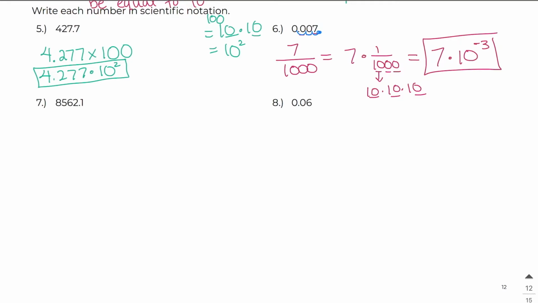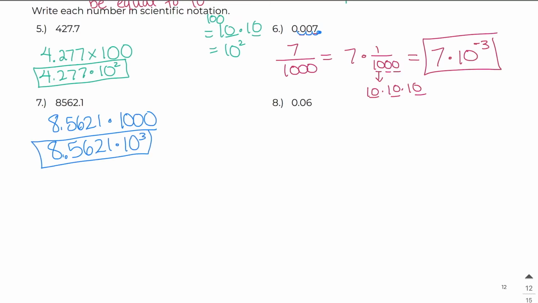All right, and number 7, we've got 8,000s right here. So this means 8.5621 times 1,000. But 1,000 is 10 to the power of 3. So this is right here, 10 to the power of 3. Again, you are totally allowed to just say, oh, this moved over 3 times, so it has to be 8.5621 times 10 to the power of 3. But again, I want you to understand where this is coming from, okay?